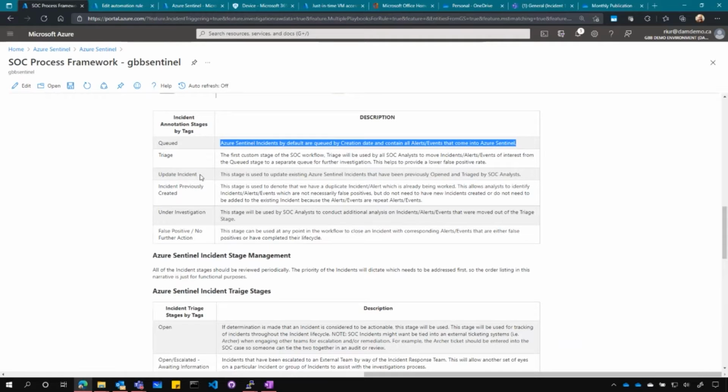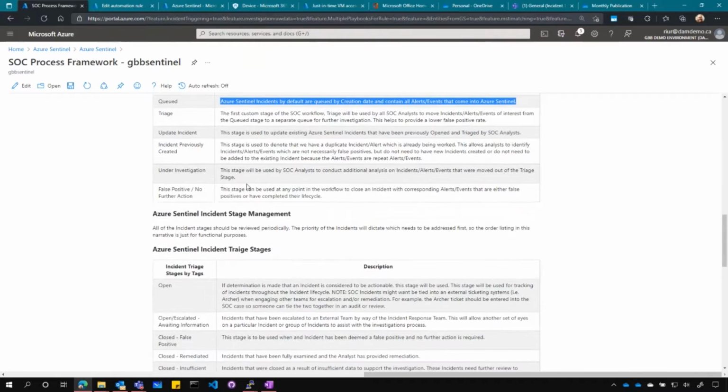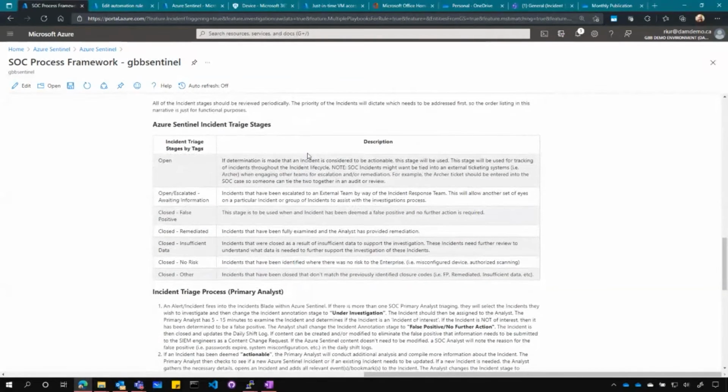This is important, right? Because whatever nomenclature you pick and follow, your business needs to understand the terminology and description behind it. Everyone needs to be on board on what queued means, what triage means, how to update an incident, and what it looks like if an incident was previously created, if it's under investigation, and so on. When we get into the incident triage stage, this means that an analyst has taken it, applied ownership to it, opened it up, and put it under investigation. So that's really what it means: it's open and under investigation, and queued and triage are now moved off.